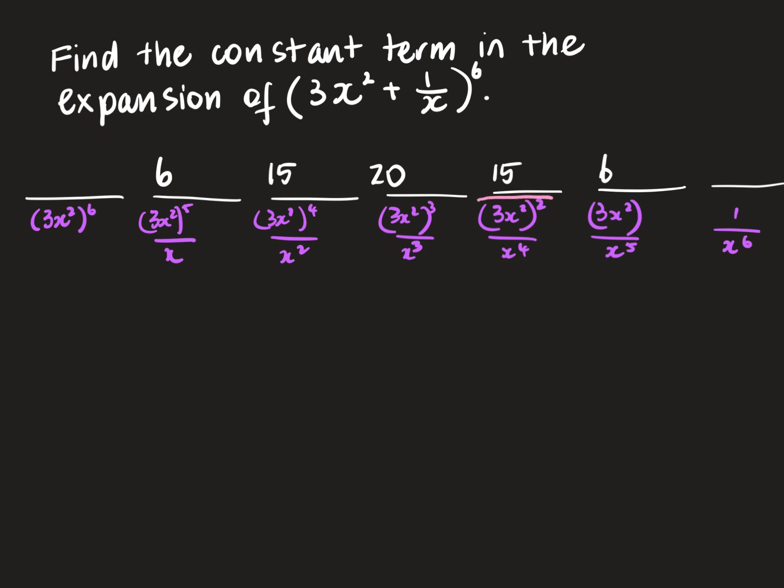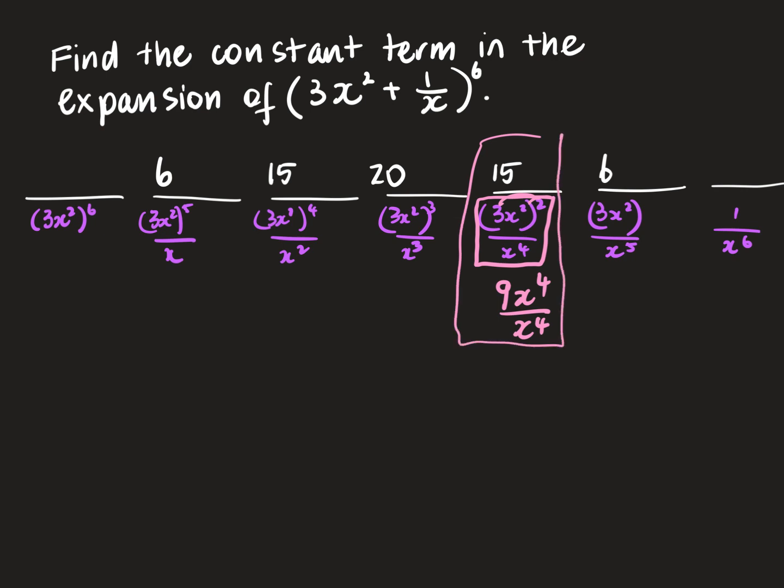It's going to be this one here, isn't it? Because on the top we've got 3x squared, squared, which is going to be 9, apply that to that and apply it to here, 9x to the power of 4 over x to the power of 4. So this is the term we're looking for. And we've got our coefficient of 15 times 9, which is 135. So we had to find the constant term in that expression, and that is that one there.